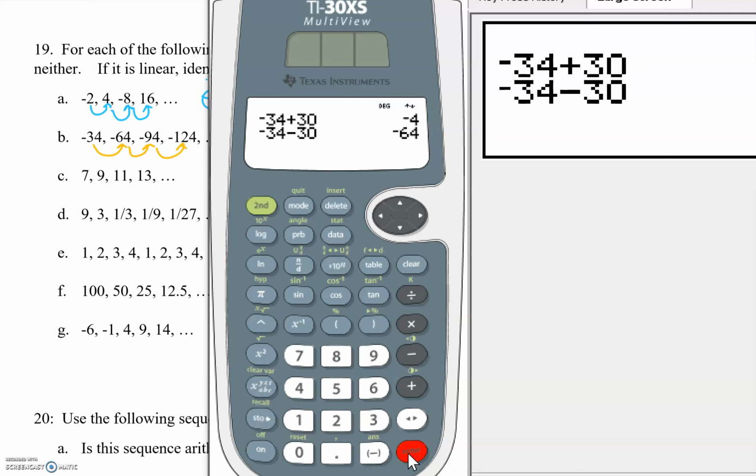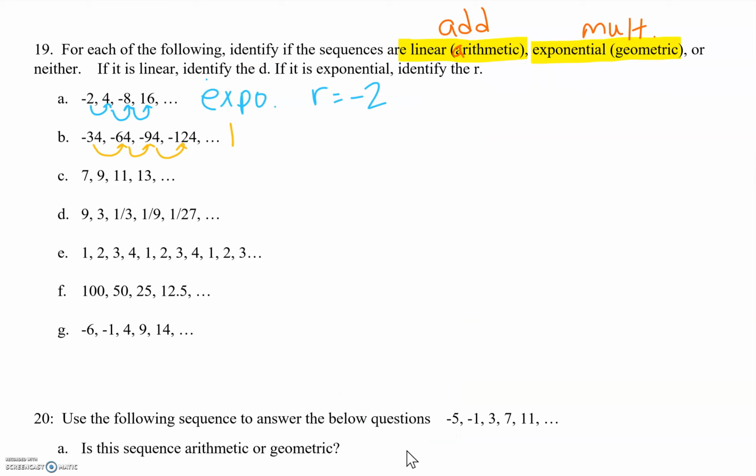And some of us are like, yeah, I have no idea how you did the 30. Take your second term and subtract your first term, -30. You are subtracting 30 each time. So we know this one is a linear or an arithmetic, and it's going to be a common difference of subtract 30, -30. Well done.